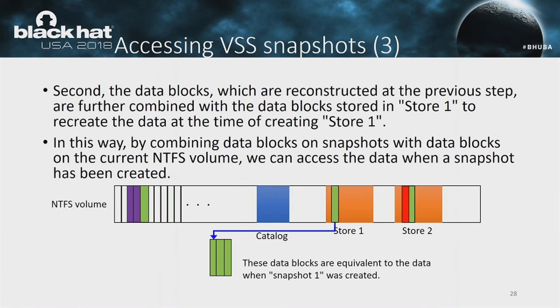Second, the data blocks which are reconstructed at the previous step are further combined with the data blocks stored in store 1 to recreate the data at the time of creating store 1. Like this. In this way, by combining data blocks on snapshots with data blocks on the current NTFS volume, we can access the data when a snapshot has been created.